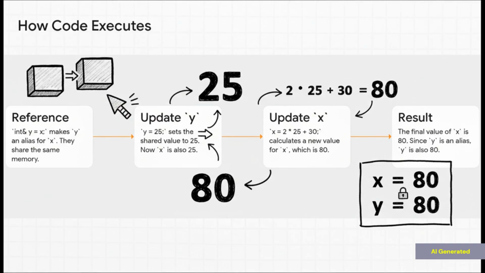They're linked. Then the code calculates a new value for x, 2 times 25, plus 30, which is 80. And here's the kicker, because y is just an alias for x. When x becomes 80, y becomes 80 too. So both x and y end up as 80, which means the answer is option 2.